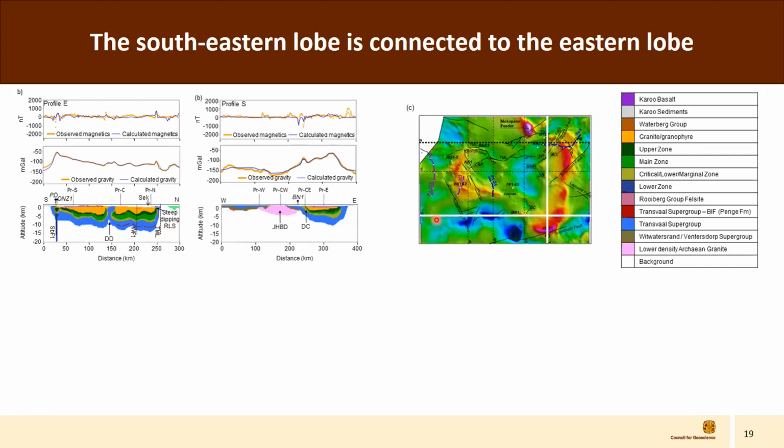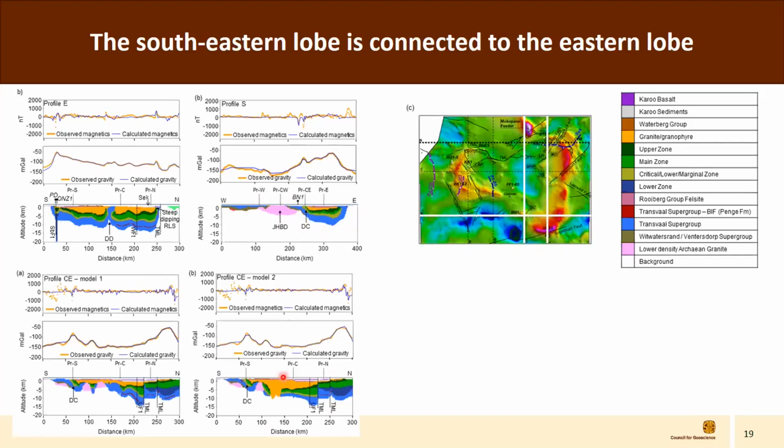So this now shows this profile here. We're going over the Johannesburg dome, and then here is the Dwarsfontein complex, which you can sort of see there. Then I'm just going to show you another profile. Okay, we saw it earlier, but just to show you, that is the Dwarsfontein complex. Oh, I think I swapped these lines around. This is profile CE.